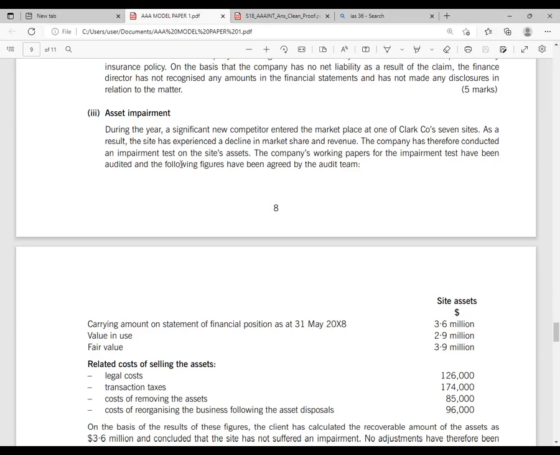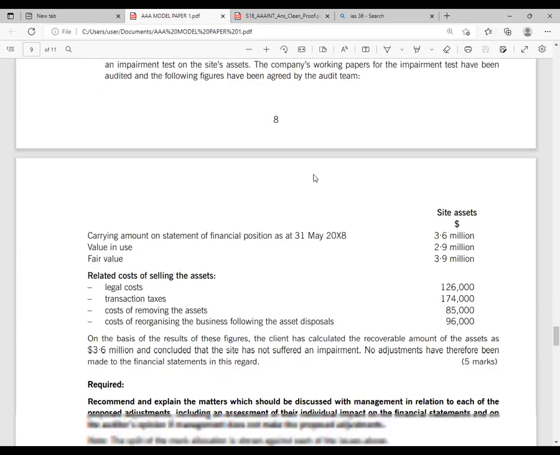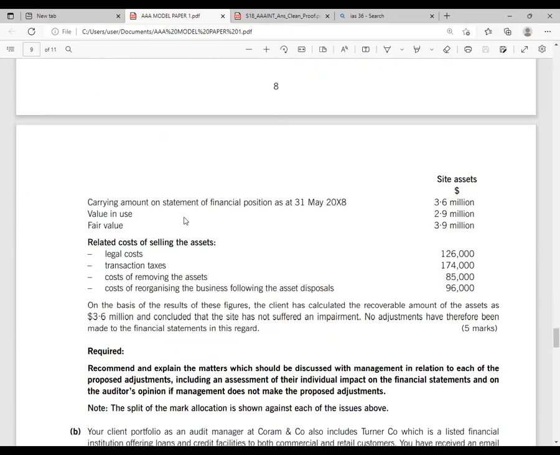The company's working papers for the impairment test have been audited, and the following figures have been agreed by the audit team. The carrying amount on the statement of financial position is 3.6. Value in use is 2.9. The fair value is 3.9, and then they've given us cost to sell.